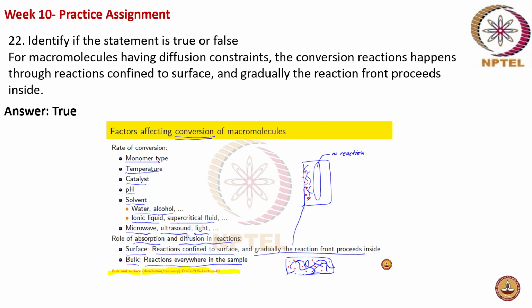Whereas if there are no diffusion constraints, then the reaction happens everywhere. So bulk reaction happens. The material has no diffusion constraints, so the molecules can diffuse through the entire macromolecule, the entire film, and the reaction happens everywhere.